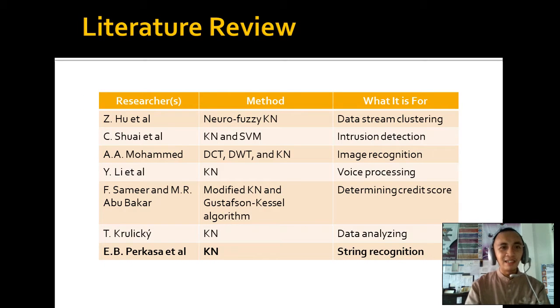My literature review, there are some researchers that has do research about the coordinate network. They are Zethu et al., Siswe et al., A. Mohammed, Wiley et al., F. Semer and M.R. Abu Bakar, and T. Kruliki. Different method, and the difference of mine and theirs is I use the coordinate network from the string recognition.